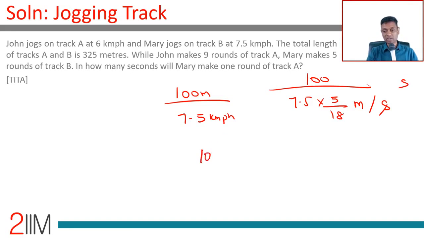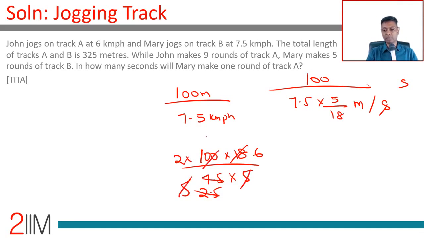So 100 into 18 by 7.5 into 5. 18 by 7.5, let's cancel off a 3, becomes 6. This is 2.5. Make it 5, make it 2. 5 into 5 is 25. 100 by 25 is 4. 2 into 4 into 6 seconds. 2 into 4 is 8. 8 into 6, 48 seconds. So Mary will take 48 seconds to make 1 round of track A.